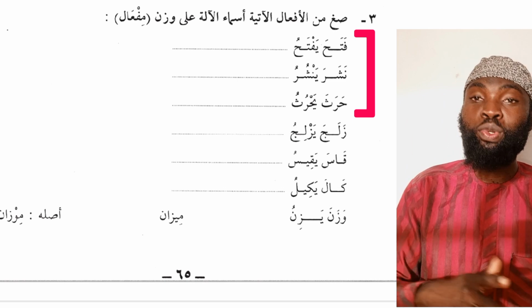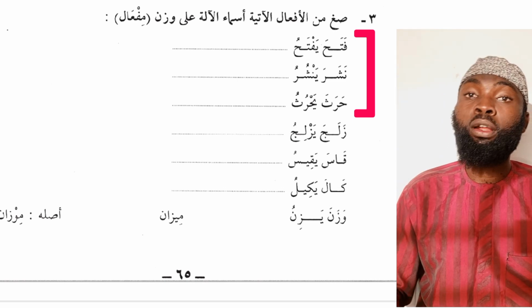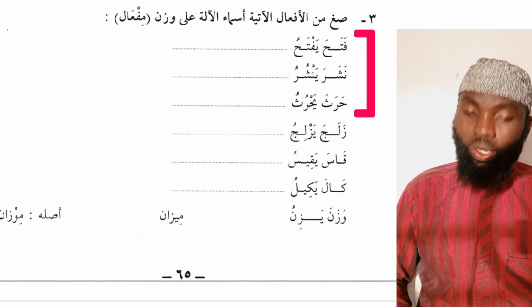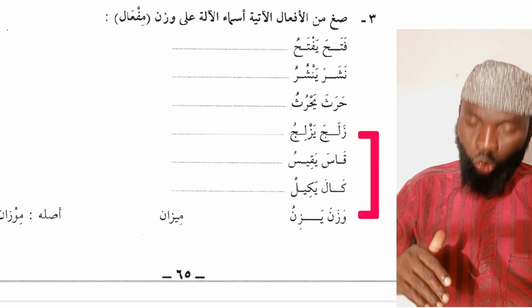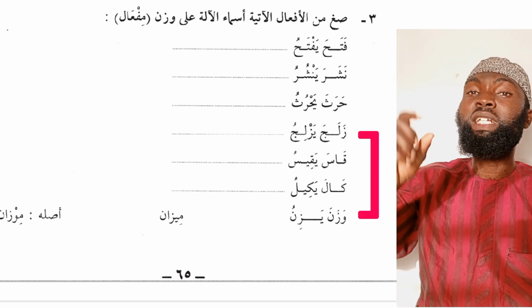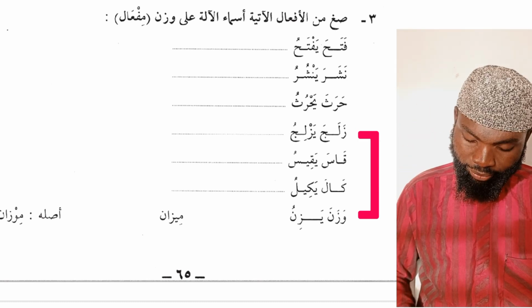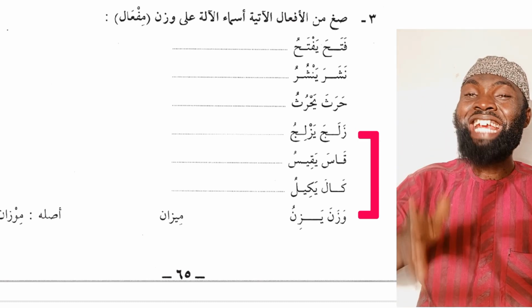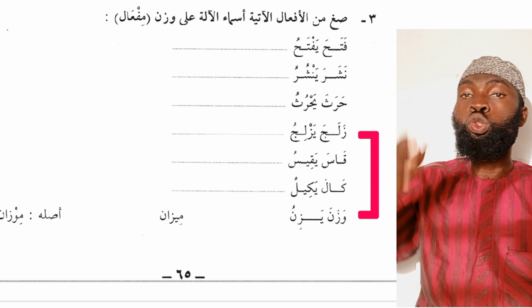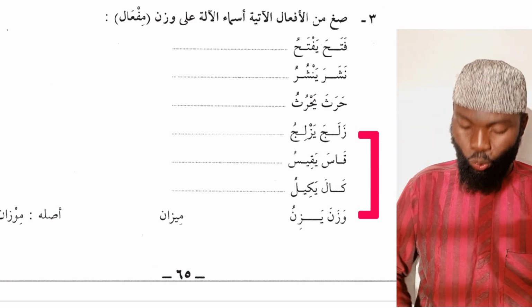So harasa yahruthu, to be mihrathun, the plow. Next we have zalaja yazliju. It will be mizlaj, which is latch or lock. Next we have qasa yaqisu, which means to measure. Yaqisu, to be mikiyasun, the measure.